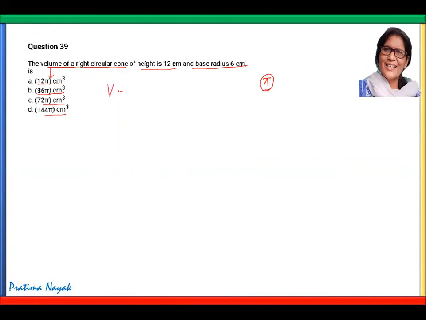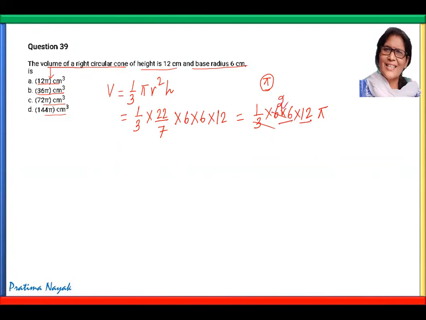So let us recall the formula for volume. It will be 1 by 3 pi r square into h. In an MCQ question, no need of writing the formula, but I'm writing it because if you write it again and again, you can remember it very easily without pressurizing your brain. So 1 by 3 into pi, radius is 6, 6 square, 6 into 6, h is equal to 12. So I'll write 1 by 3 into 6 into 6 into 12 into pi. 3 goes into 6 two times, so 12 times 12 gives you 144 pi centimeter cube. Where is the answer? B is the answer.